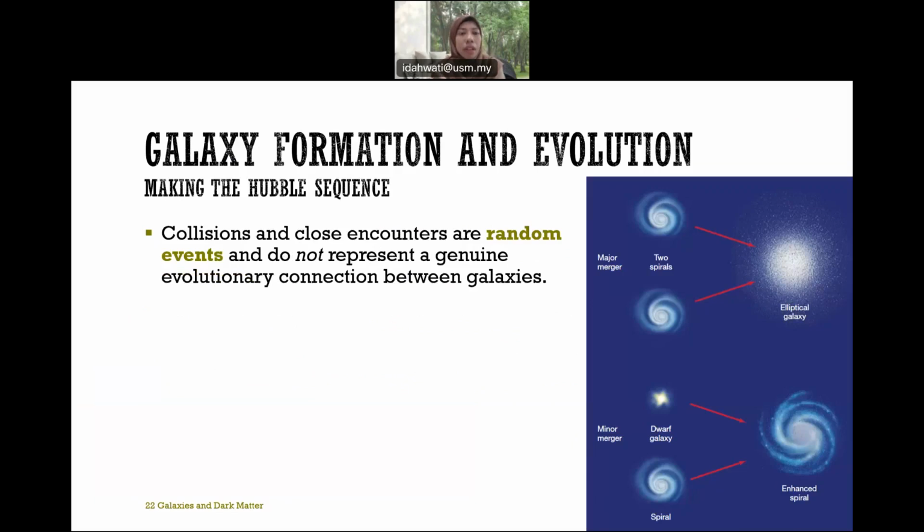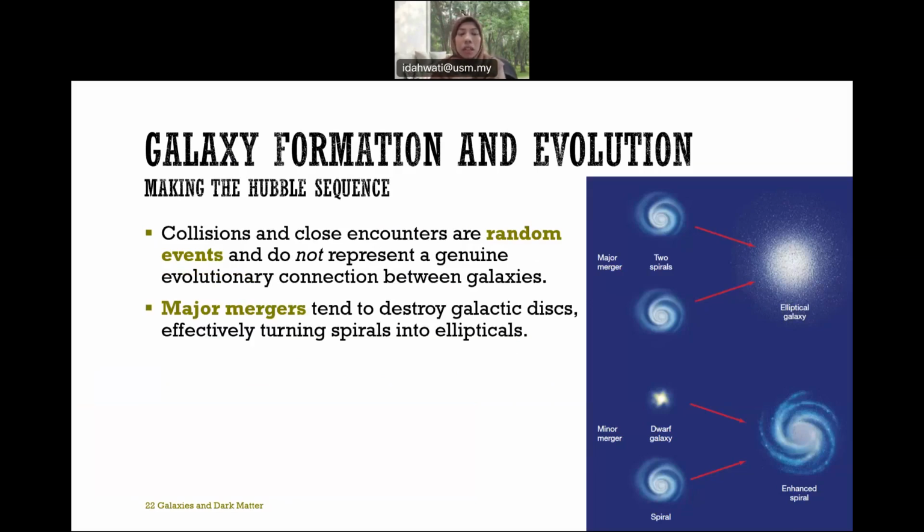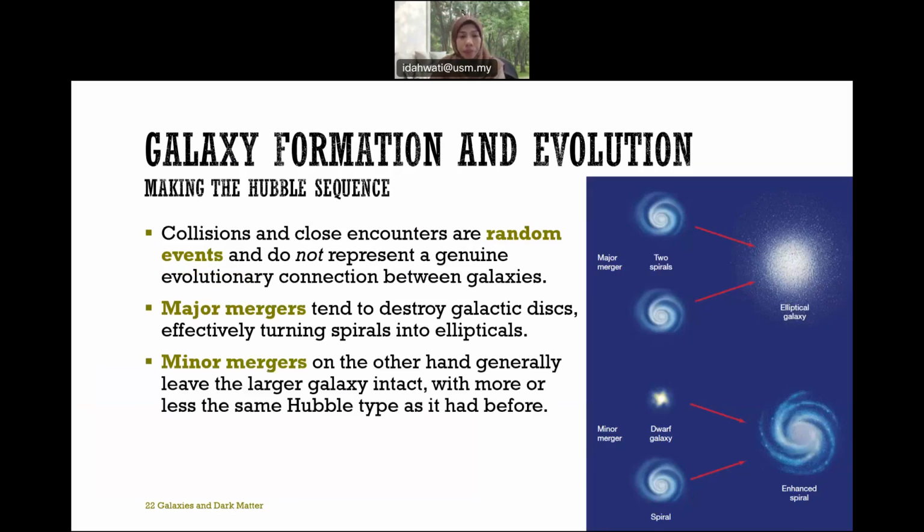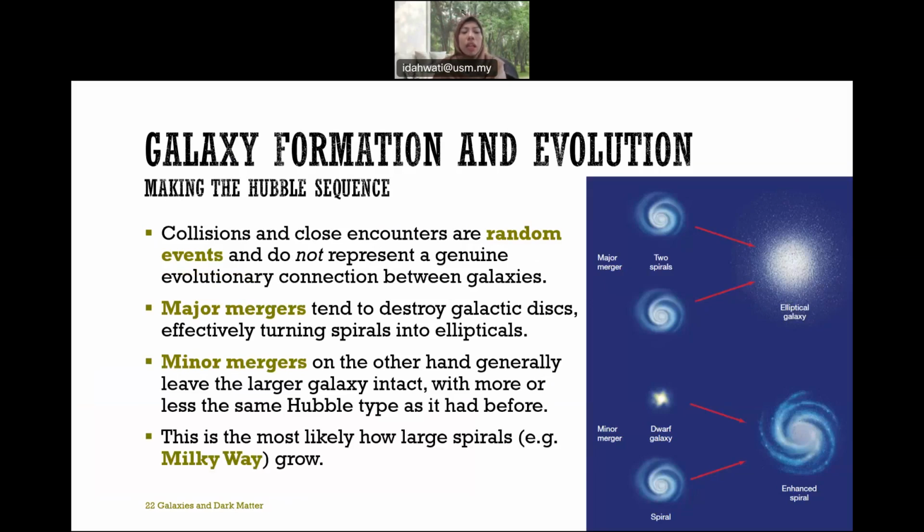Collisions and close encounters are referred to as random events in the evolutionary connection between galaxies, and major mergers tend to destroy the galactic disk. And what happens in minor mergers? This is most likely how large spirals, for example our Milky Way, grow.